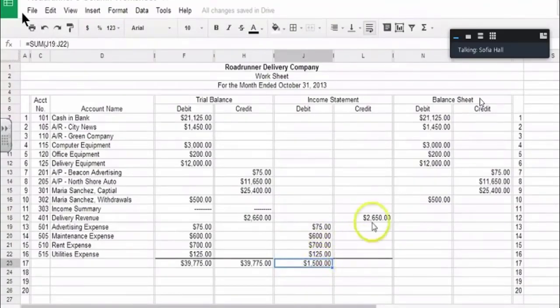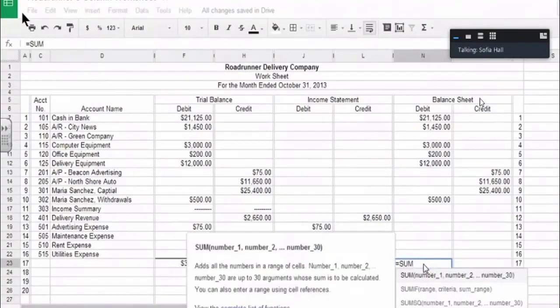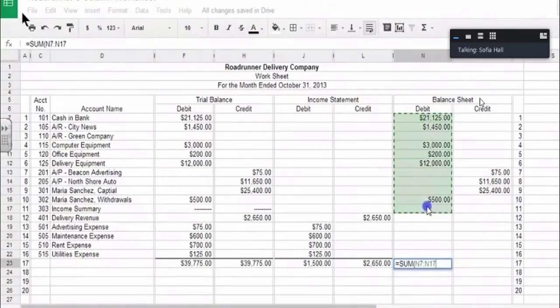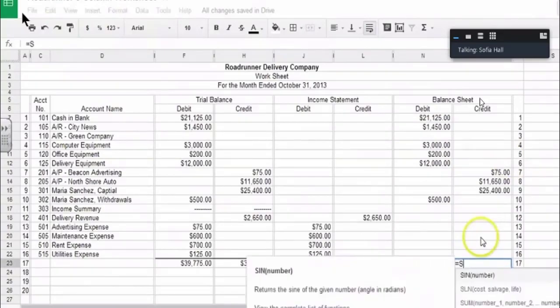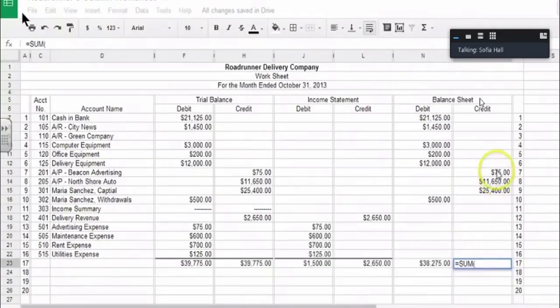Okay, I am going to take this amount up here, this $2,650, and bring it down here. Now these do not equal each other, but I'm not overly concerned about that just yet. I'm going to do the same over here. I'm going to do equal sign, sum, and grab everything that shows up in this column, and I come out to $38,275. I'm going to take the same formula and apply it here. Formulas are so easy because they allow you to not really think about a whole lot here.